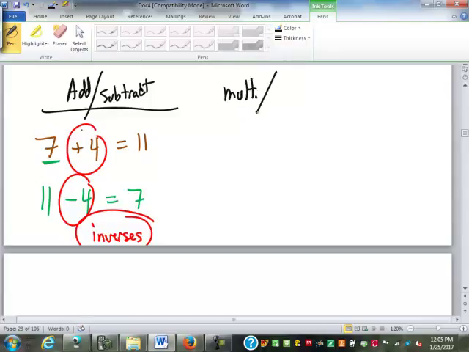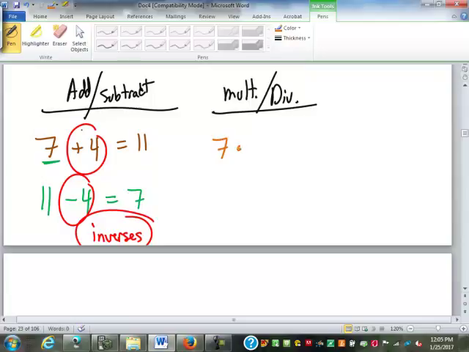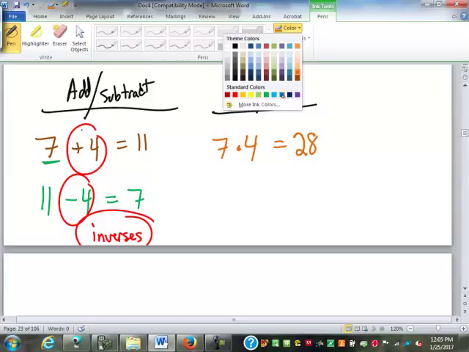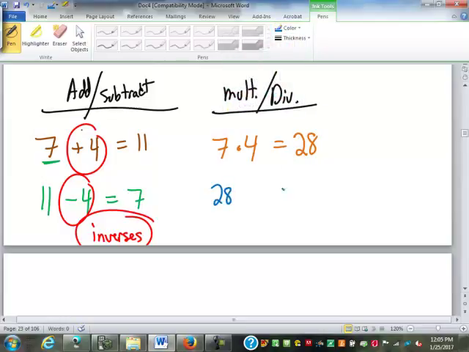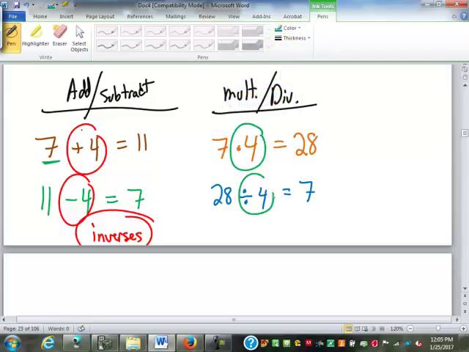The same is true with multiplication and division. Let's say I start out with, well, let's do 7 again. And this time I multiply by 4. I'm going to get 28. Now if I want to take that 28 and turn it back into a 7, I need to divide by 4, reverse it. So multiplying by 4 and dividing by 4 cancel each other out. Again, multiplication and division are inverses.